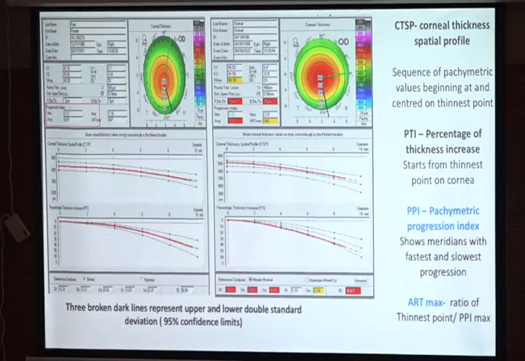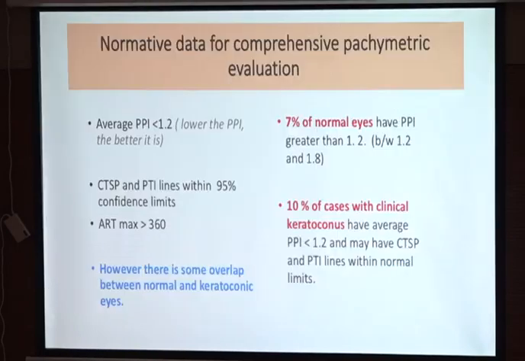That is a ratio of the PPI to the thinnest point of the cornea, right? So we need to remember some normative data. Most normal eyes would have a PPI of less than 1.2, but there is some overlap between normal and keratoconic eyes. So 7% of normal eyes may have a PPI greater than 1.2, and 10% of cases, even with keratoconus, would have a normal pachymetric progression in the early stages of the disease, right?